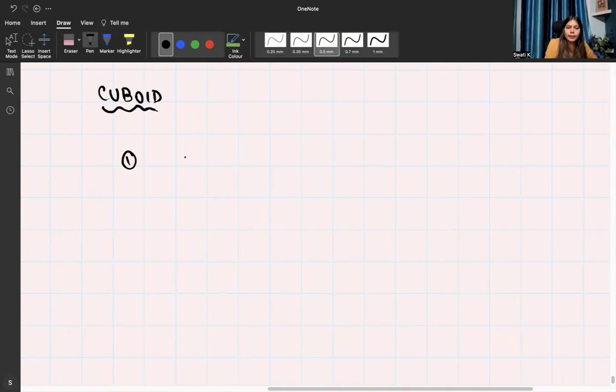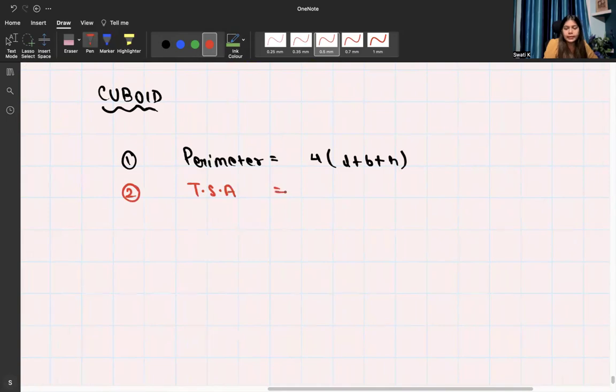So first was the perimeter of the cuboid, right? So what is the perimeter of the cuboid? It was 4 times (L plus B plus H), where L, B and H, as you know, are length, breadth and height. The second formula was the total surface area of a cuboid. I'm using the short form TSA. TSA means all the spaces, where we find the area of all the faces. The formula was, if you remember, 2 times (L into B plus B into H plus H into L). Now let's talk about the curved surface area. I'm using a different color.